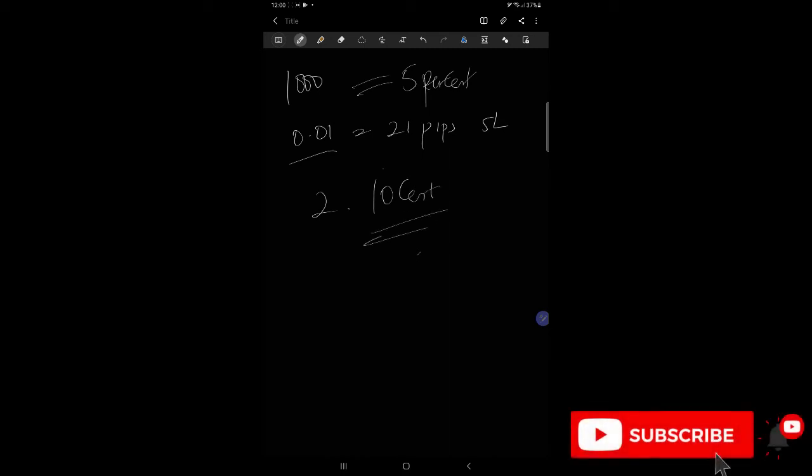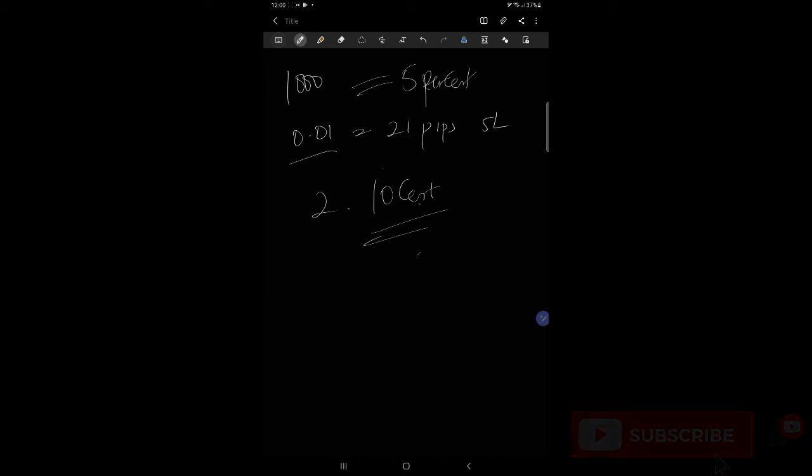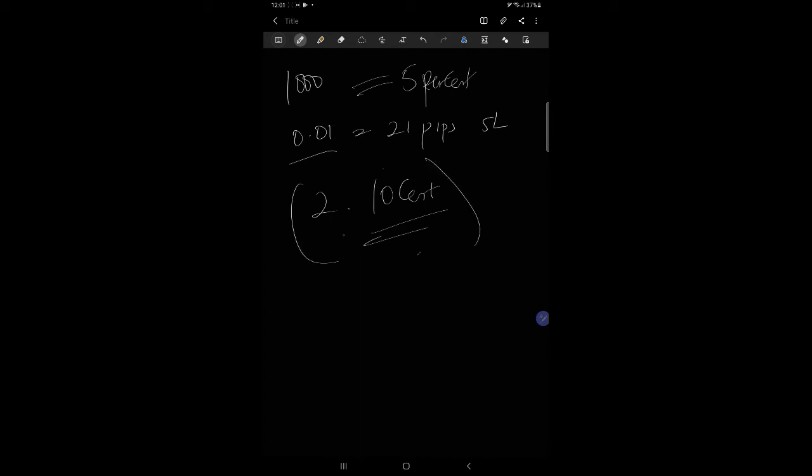Remember 20 times 10 divided by 100. That's how we got $2.10. Sorry, 21 pips times 10 cents divided by 100. So that's how we got $2.10. All right, so now, if the trade goes against you, you're going to be losing only $2.10.